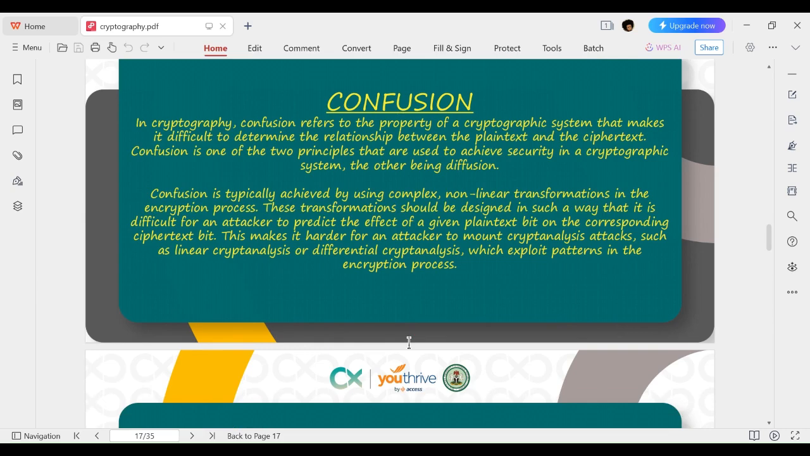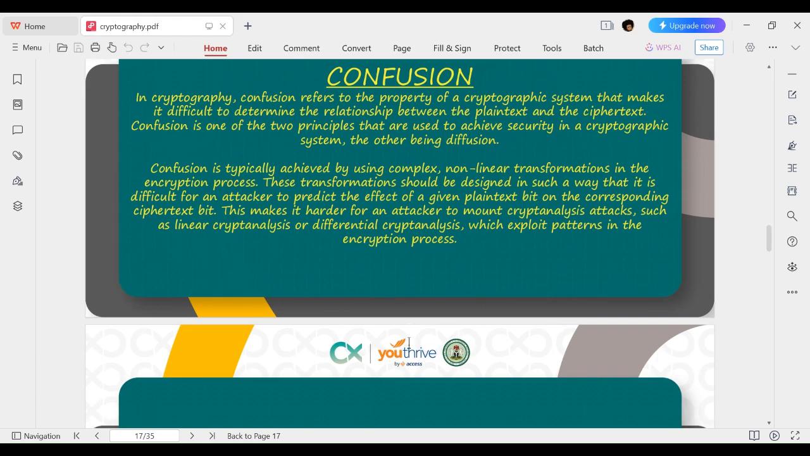Confusion is typically achieved by using complex nonlinear transformations in the encryption process. These transformations should be designed in such a way that it is difficult for an attacker to predict the effect of a given plaintext bit on the corresponding ciphertext bit. This makes it harder for an attacker to mount a cryptanalysis attack such as linear cryptanalysis or differential cryptanalysis, which exploits patterns in the encryption process.